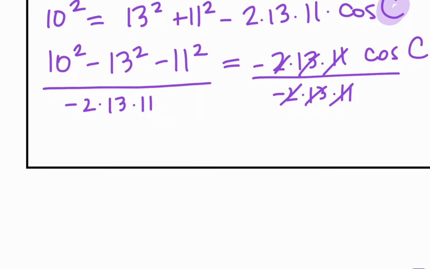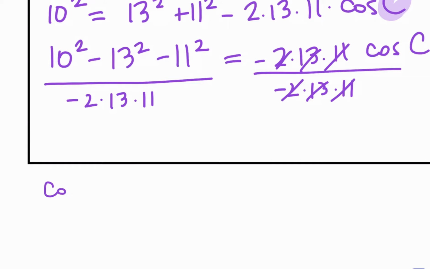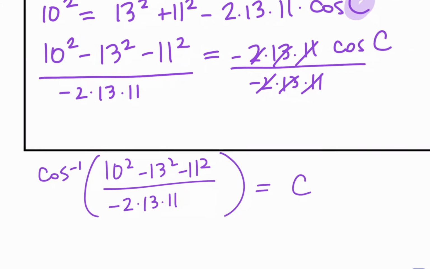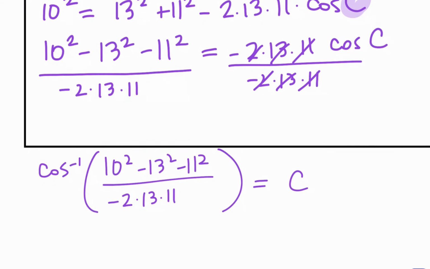Sorry, I'm running out of space, so I'm going to try to write it down here. Cosine inverse of this entire expression. So I'm going to just rewrite it the way it looks right now. 10 squared minus 13 squared minus 11 squared all over negative 2 times 13 times 11. And that whole mess just equals the letter C. See that? So I know it's kind of a lot to work with. You're going to have to double check all your arithmetic, all your adding, subtracting, negative signs, positive signs. But once you're able to isolate the C, it's just a calculator problem.